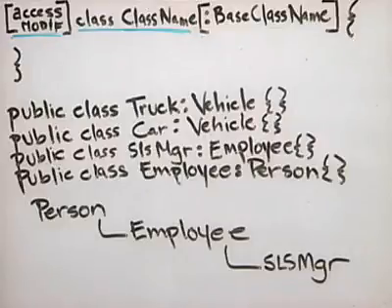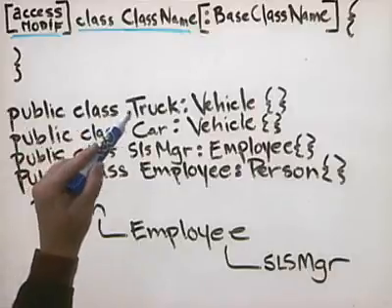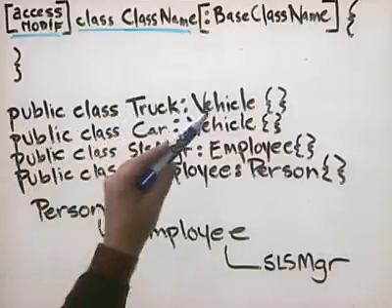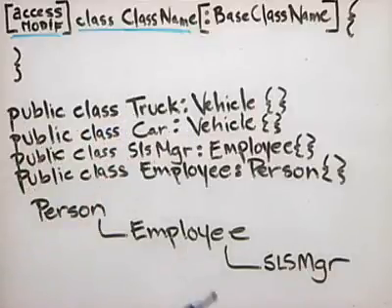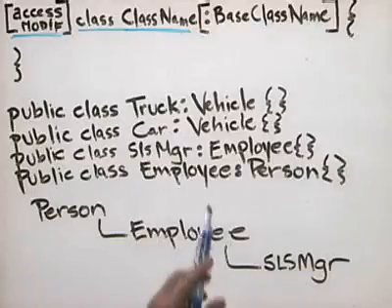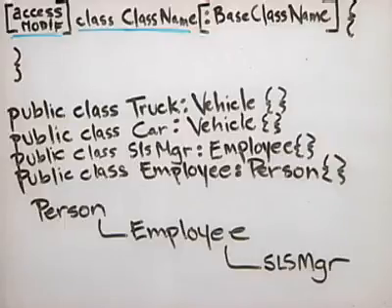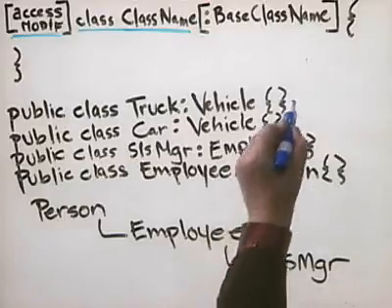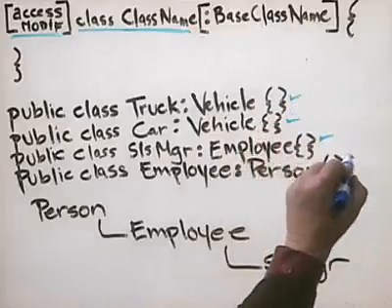Here are some examples of the syntax. I have a class called truck and it inherits from vehicle. I have a sales manager class and it inherits from employee. I've got an employee class which inherits from person. Notice the braces just denote the implementation of each of these classes.